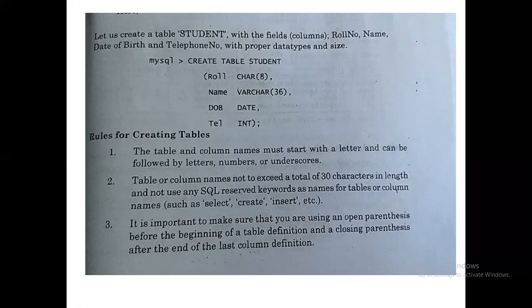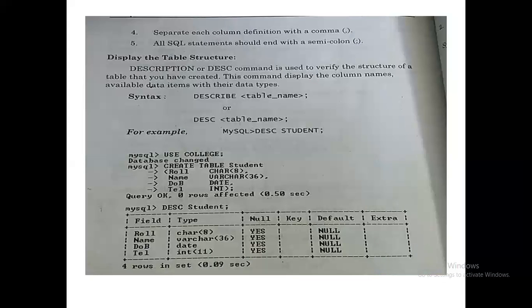It is important to make sure that you are using an open parenthesis before the beginning of the table definition and a closing parenthesis after the end of the last column definition. Separate each column definition with a comma. All SQL statements should end with a semicolon.